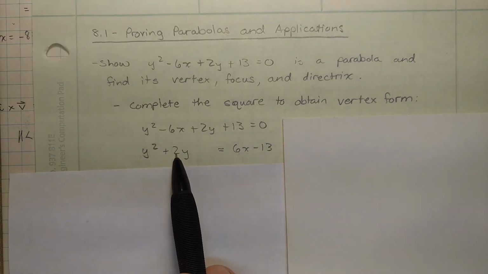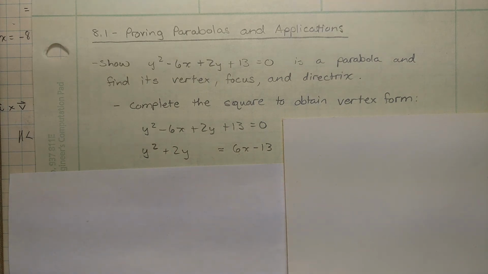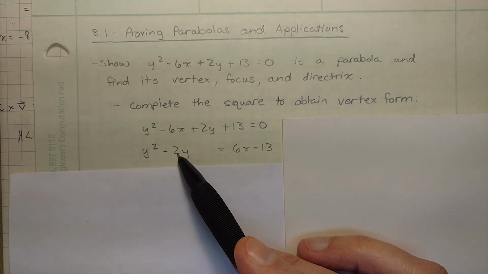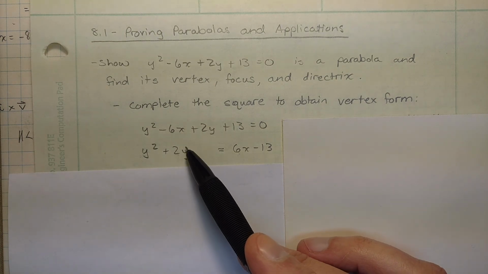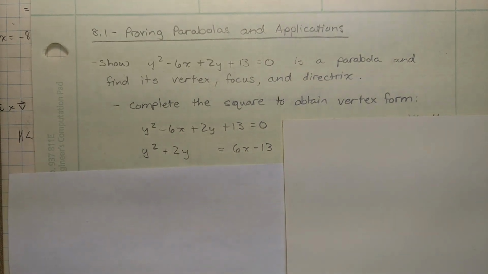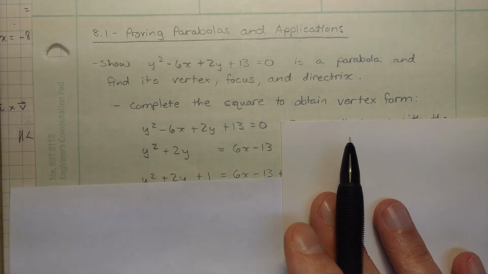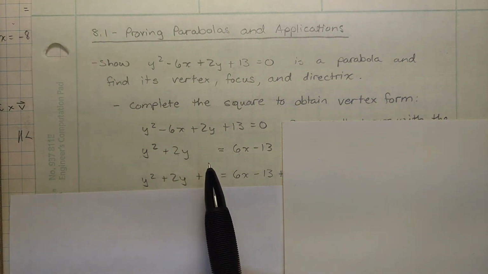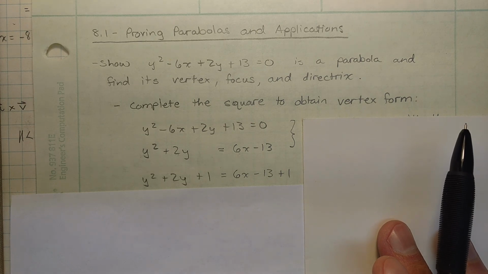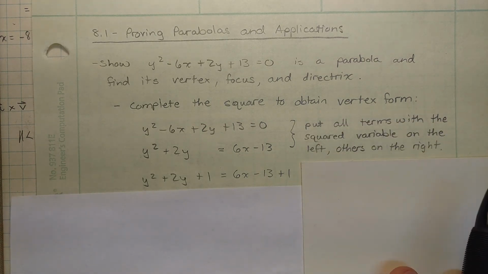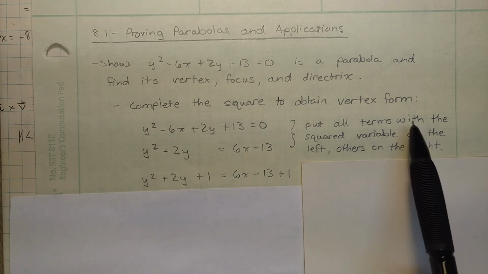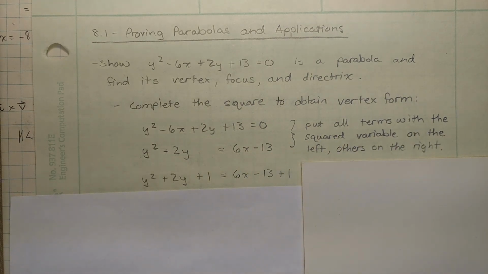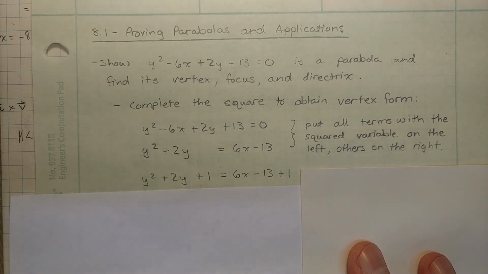Now I'm going to complete the square here. This is a process we've done before, but I'll remind you again. We divide the 2 by 2, so I get 1. Square the 1. 1 times 1 is 1, so I'm going to add 1 here. But if I add 1 to this side of the equal sign, in order to keep it equal, I must add it to the other side. So you can see here's a description if you want to write this down of what I did here. Let's put all the terms with the squared variable on the left, others on the right. So that's what I was doing there.